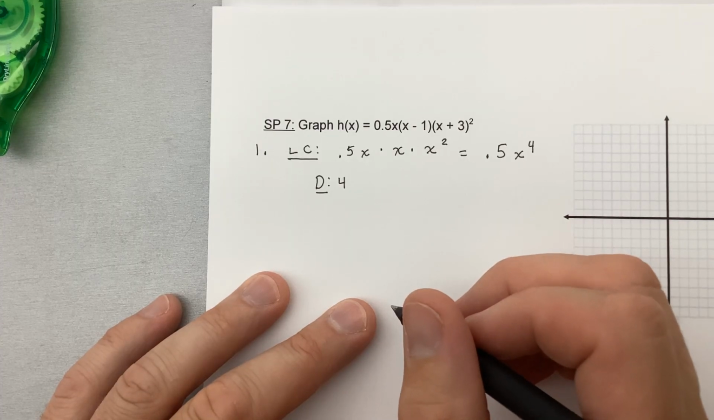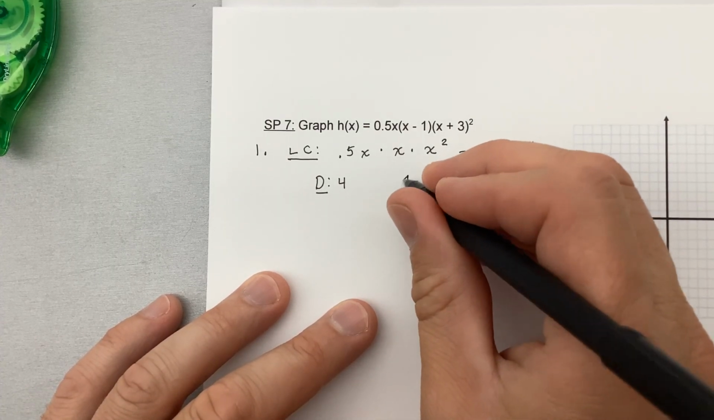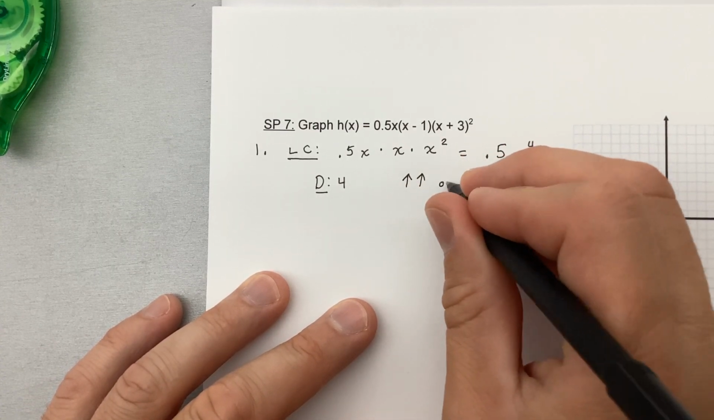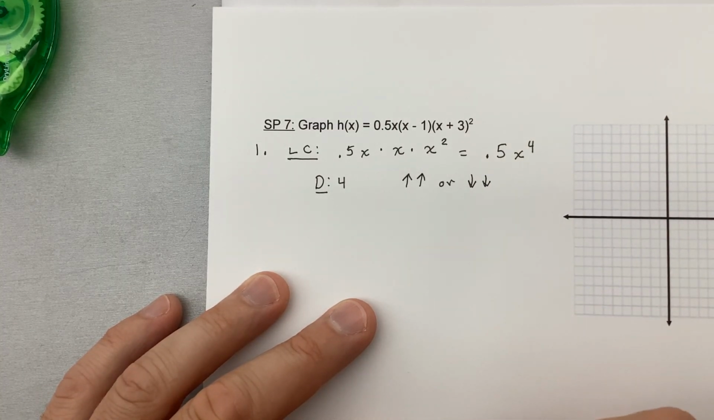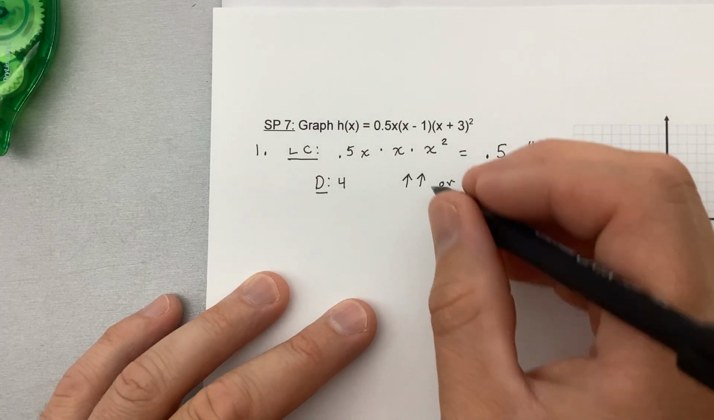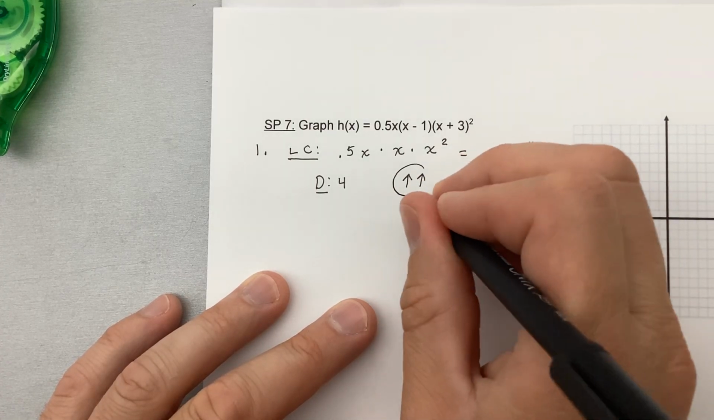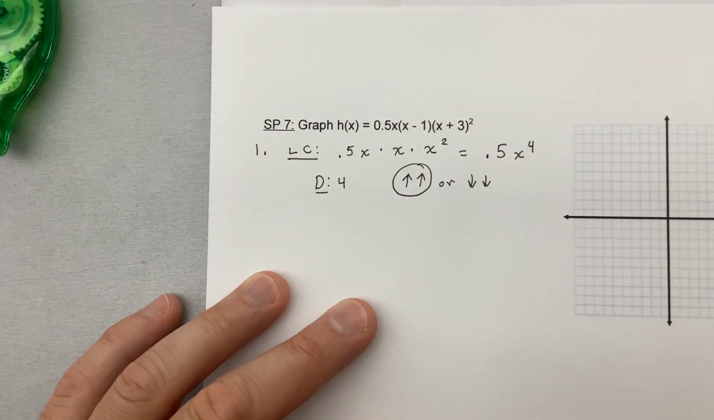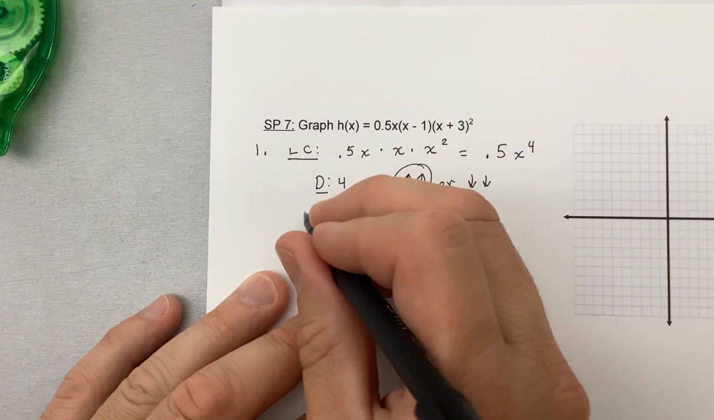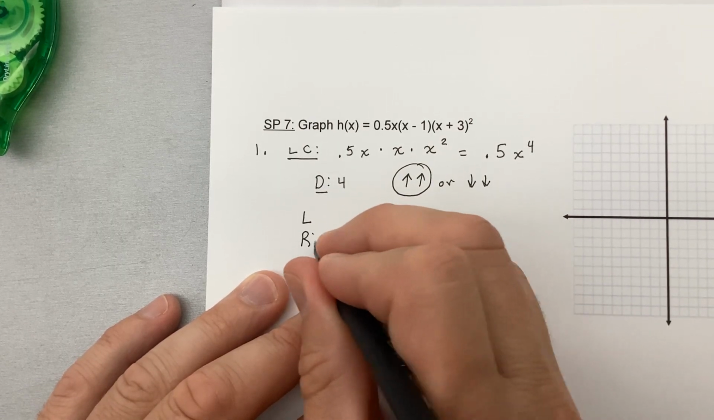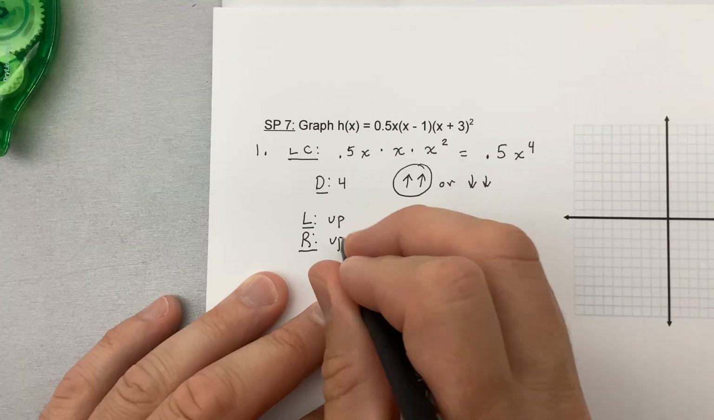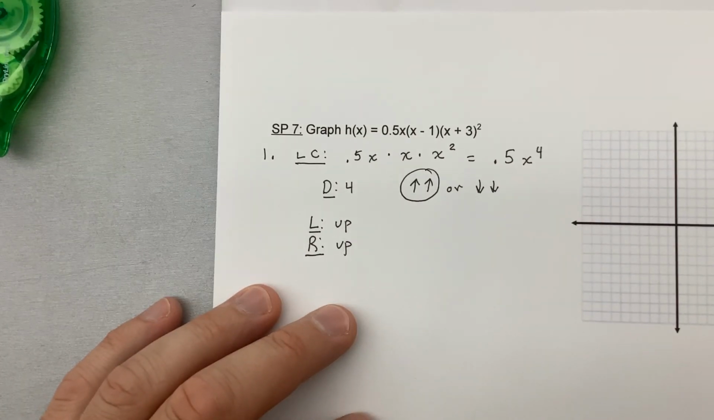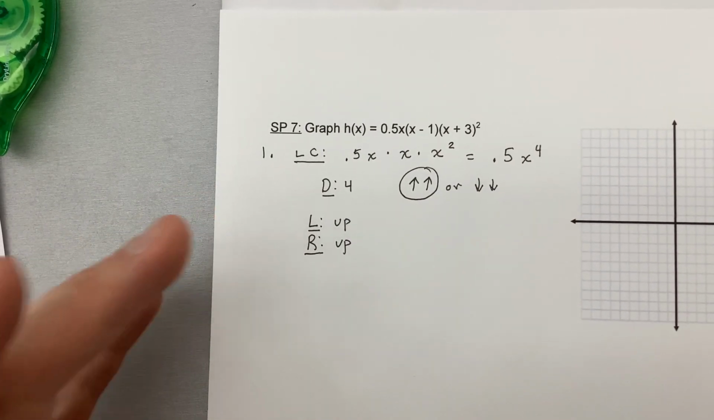It's even. So again, it's either going to be up, up, or down, down for our left and right. Which one is it? Up, up, because it's a positive 0.5. Hopefully all of that is coming back to us. So our left and right end behaviors are up and up. Kind of like a parabola.